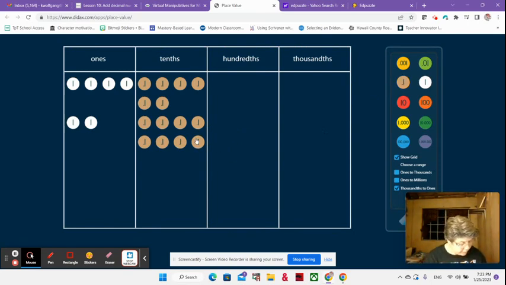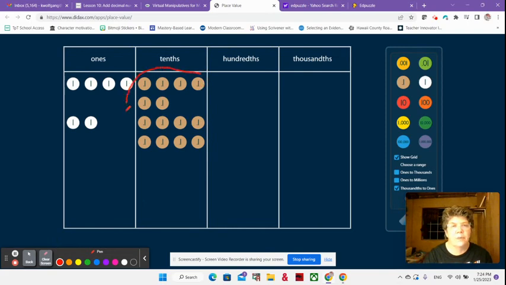So now we're going to look at how many tenths we have. How many tenths are in one whole? Thinking back to lesson 9, how many tenths are in one whole? Let's see how many we have. 1, 2, 3, 4, 5, 6, 7, 8, 9, 10. 10 tenths in one whole.